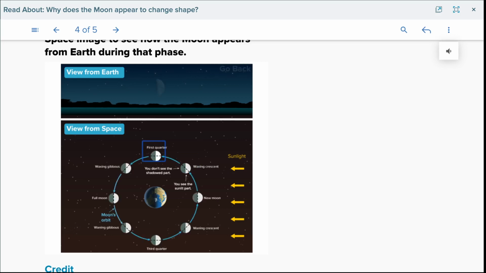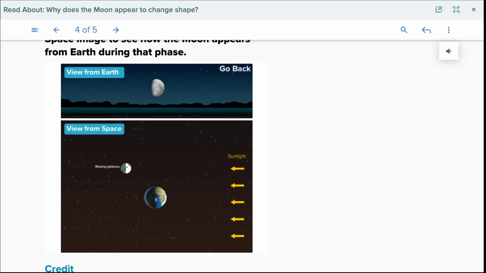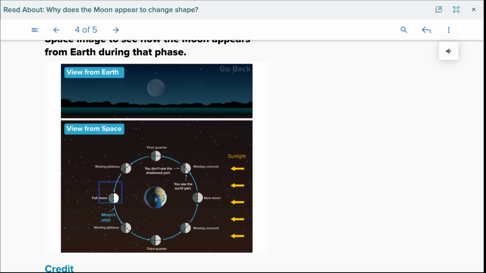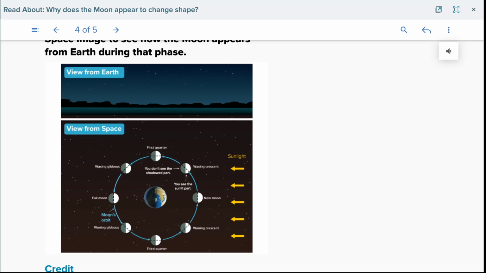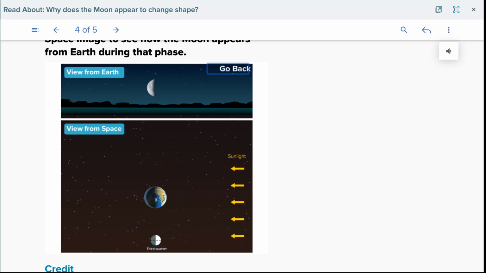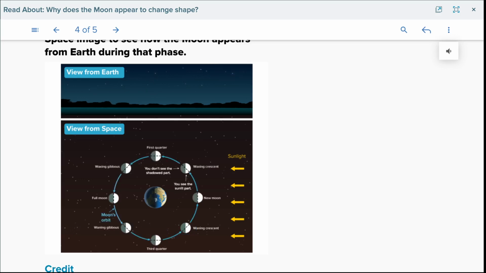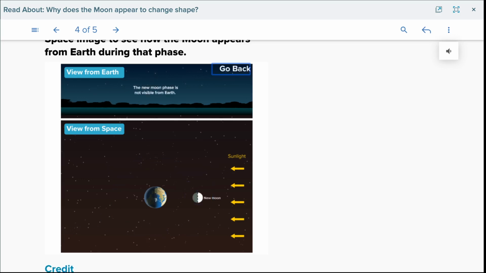And then the first quarter, where we have half the moon lit. And then waxing gibbous, where it's like 3/4 of the moon. And the full moon. And then we start waning. So whether we're waxing or waning, if there's more than half, it's called gibbous. The third quarter, the waning crescent, and then we're back to the new moon.